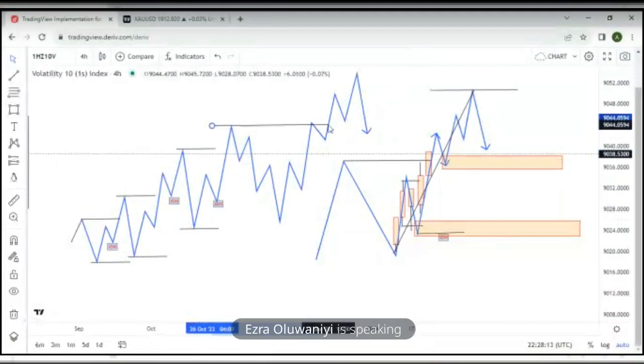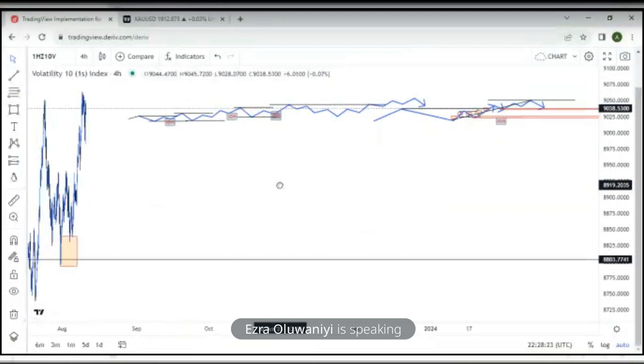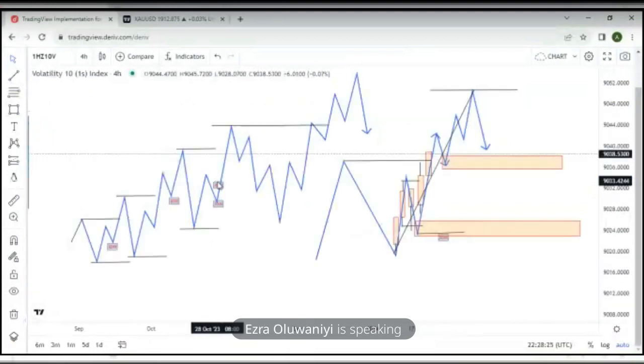This high was clearly cleared, but we cannot validate this high because no inducement was taken out. This is an inducement, and price didn't take it out. Price didn't take this inducement out and then continued pushing up.